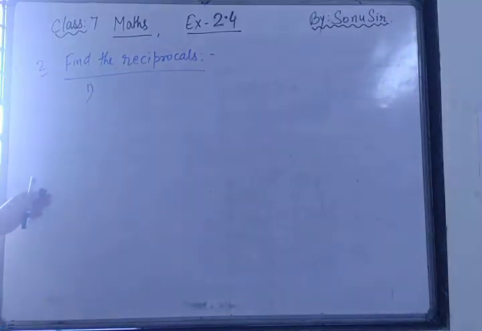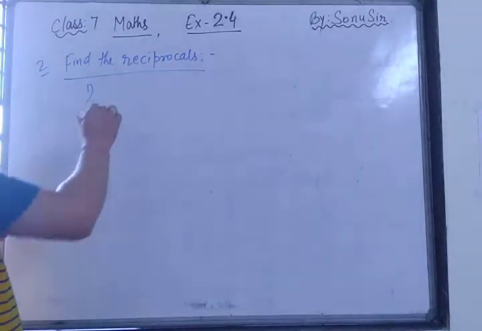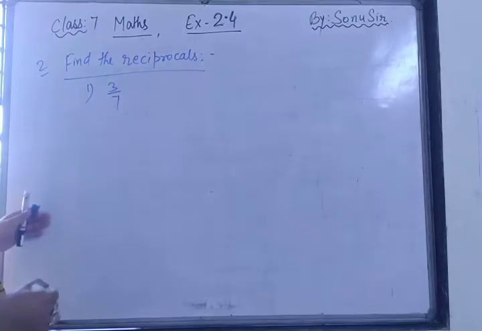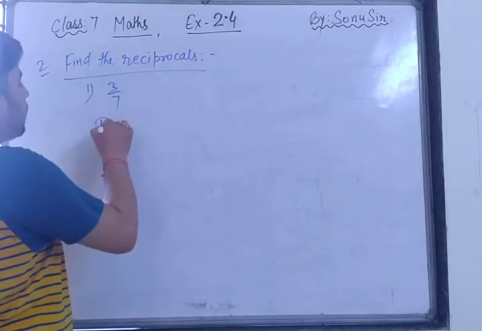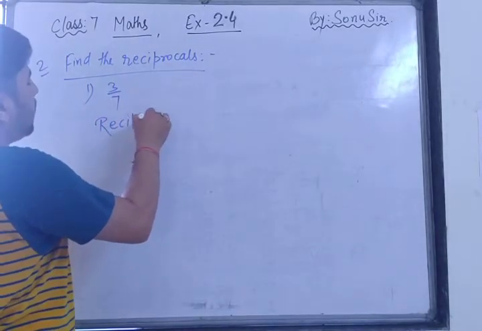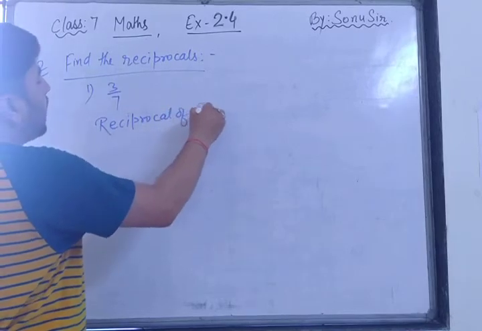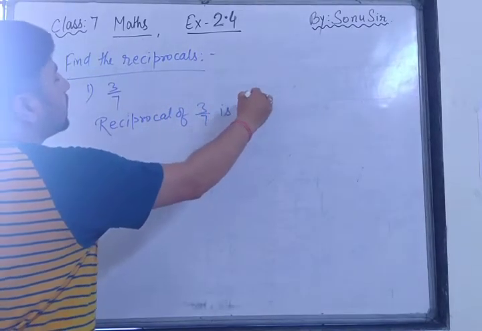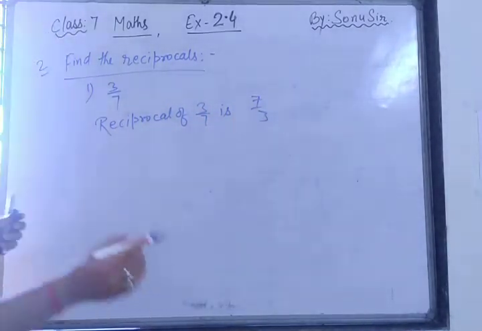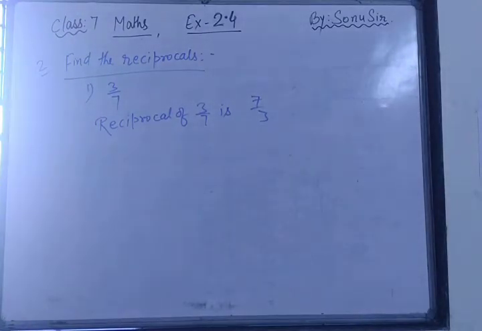First question. 3 by 7. So if anybody will ask you what is the reciprocal of 3 by 7, you have to just write: reciprocal of 3 by 7 is 7 by 3. Means we have to just do opposite. What we have to do? We have to just do opposite.